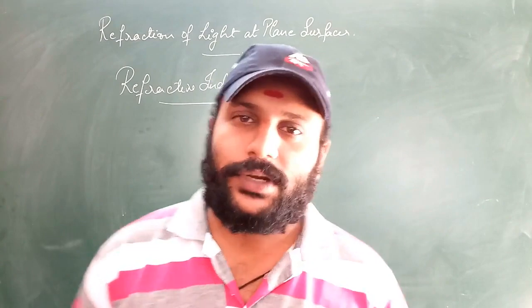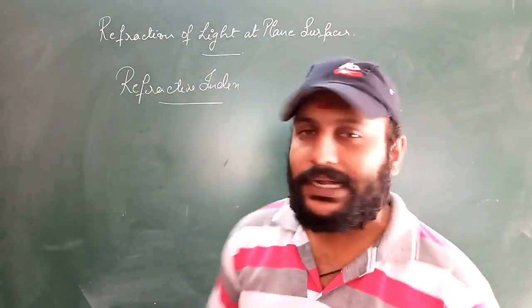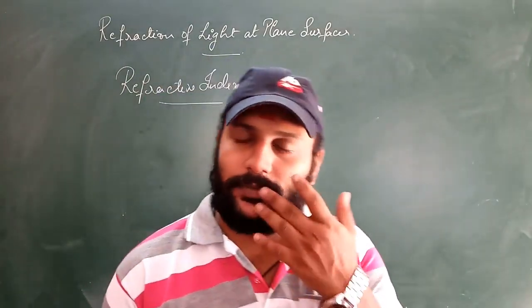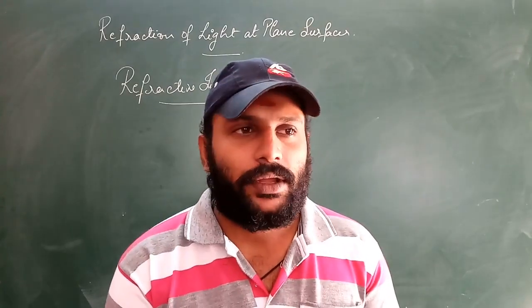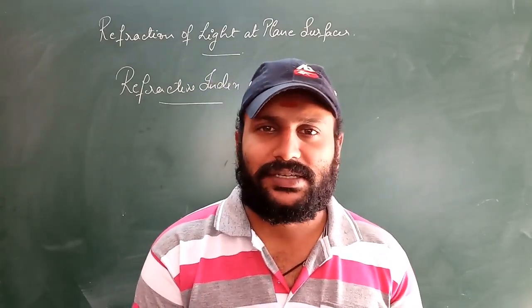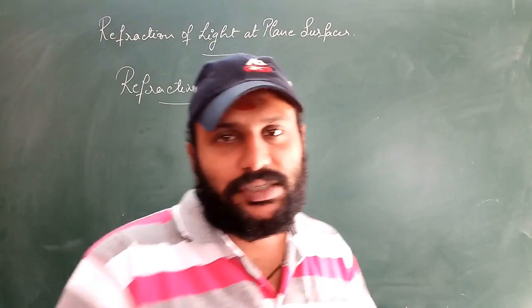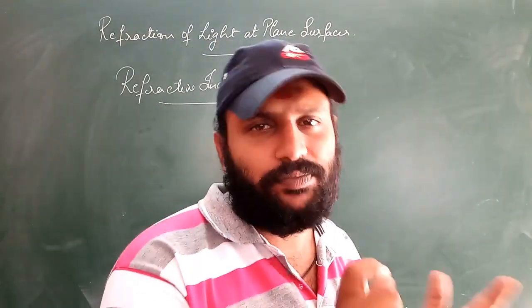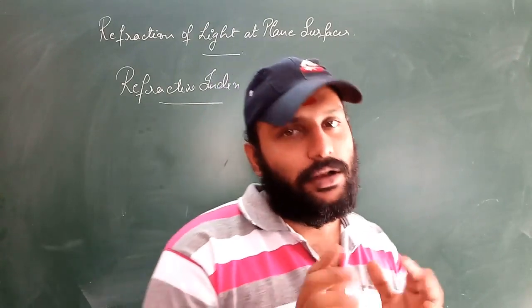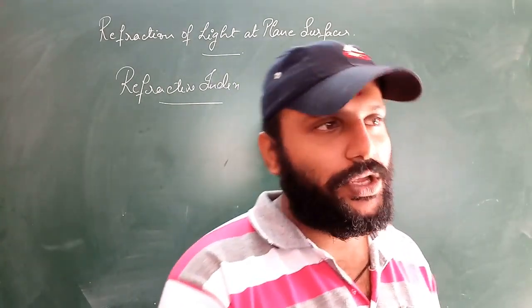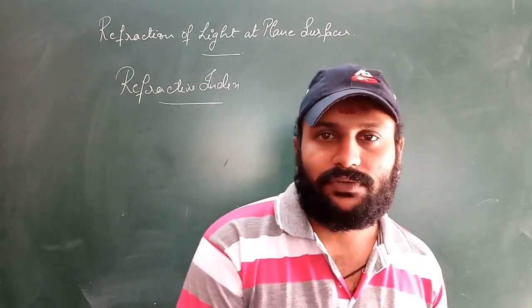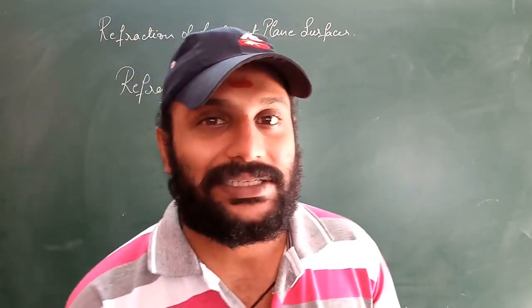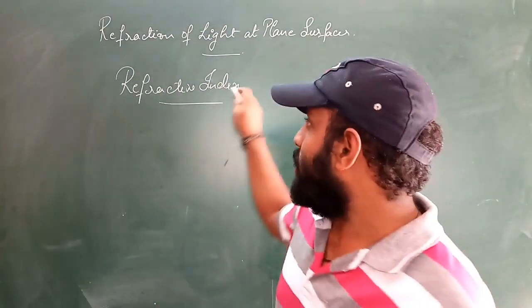Hi everyone. So we were discussing the refraction of light at plane surfaces. In the previous class we have seen what is meant by refraction. Refraction is nothing but a change in the speed of light, which results in a change in the direction of the light ray, simply called bending of the light ray. Refraction depends on a constant called the refractive index.